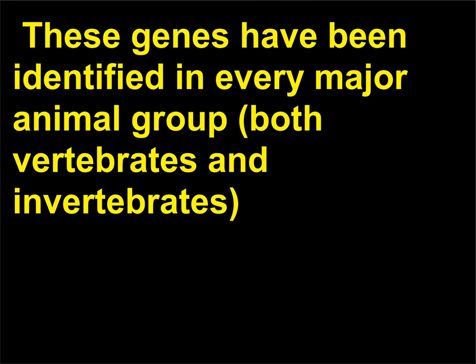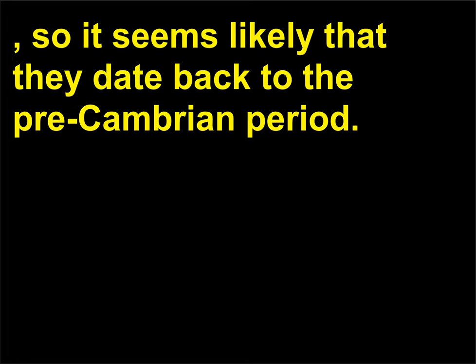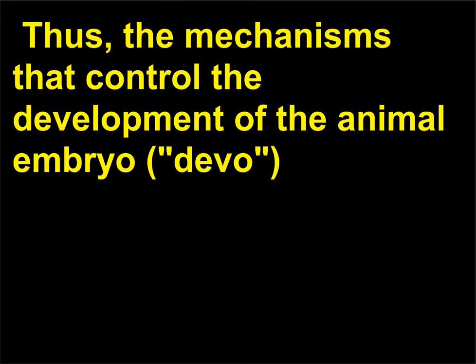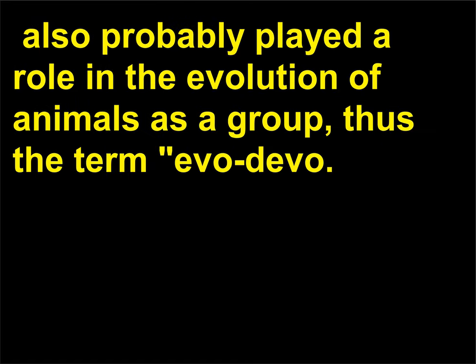These genes have been identified in every major animal group, both vertebrates and invertebrates. So it seems likely that they date back to the Precambrian period. Thus, the mechanisms that control the development of the animal embryo, devo, also probably played a role in the evolution of animals as a group, thus the term Evo-devo.